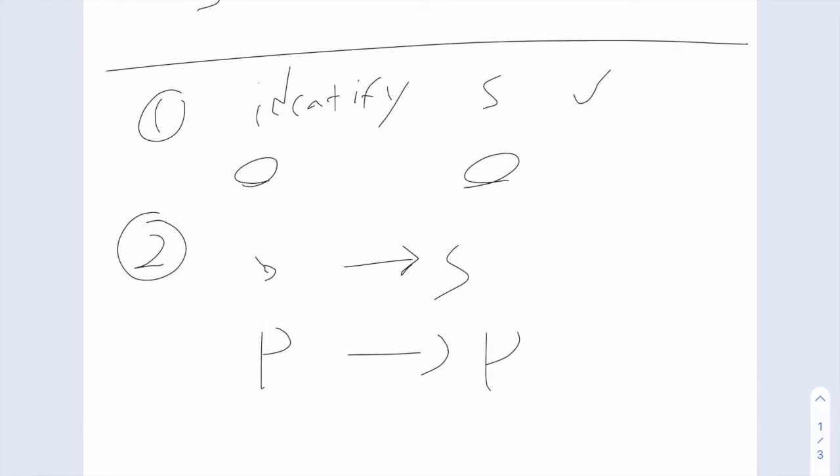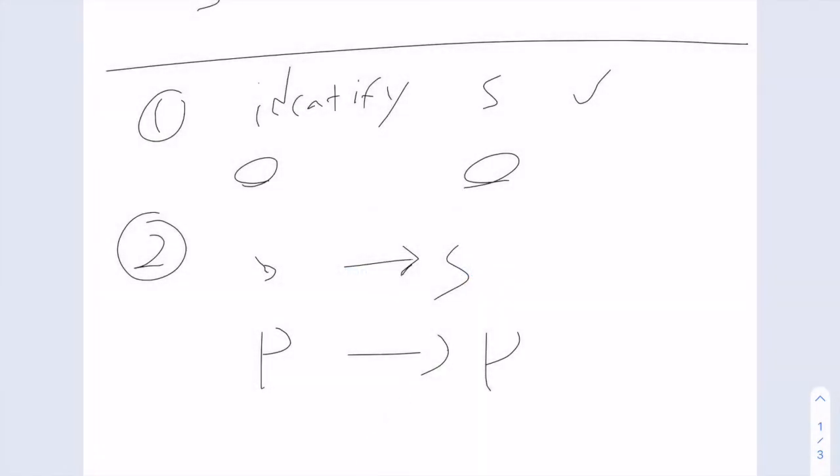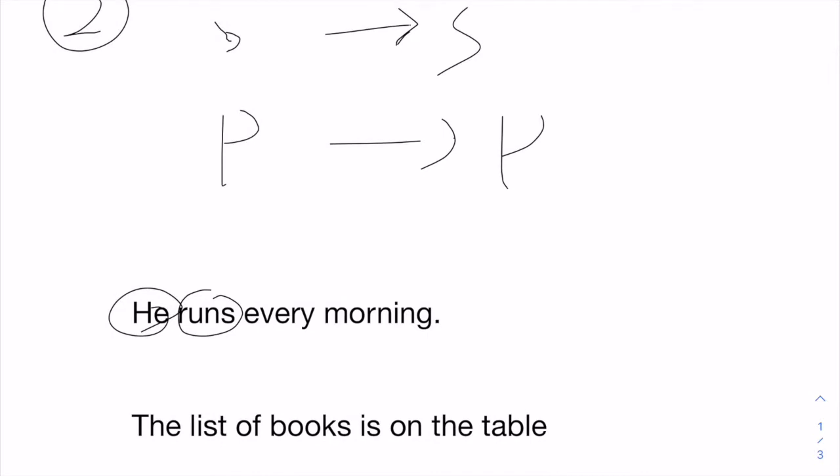This means when you have the sentence, "He runs every morning." He is the subject here, and runs is the verb here. Okay, you have identified them. He is a pronoun, a subject pronoun, and runs is the matching form of this verb.